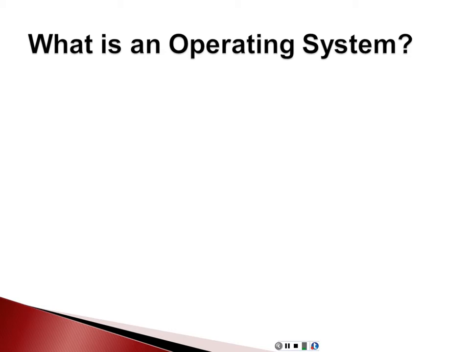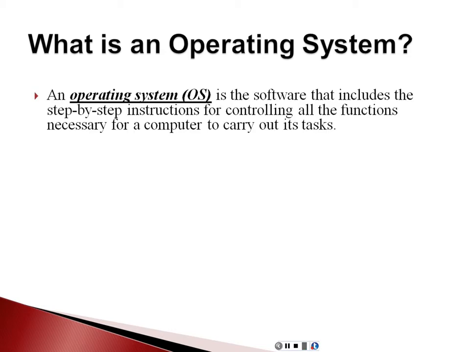First, let's define an operating system. It's the software that includes the step-by-step instructions that control all the functions of the computer. It allows the computer to carry out its task. It is the most important piece of software. Without it, the computer would not work.